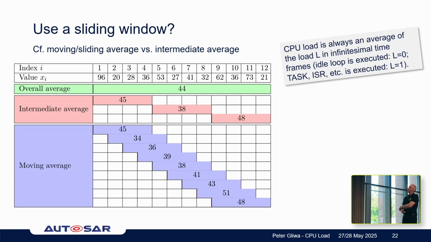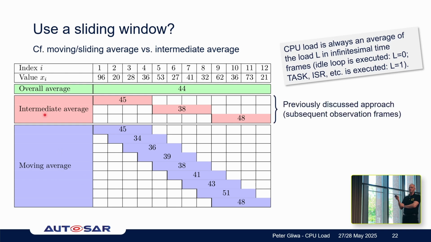So I picked the averaging figure from my book, where I outline here 12 values, some random values, and talk about different kinds of averages. There's the overall average, that's very straightforward. Then we have the intermediate average here. We build these groups, and at the end of one, we start with the next one. And then we have what I call the moving or sliding average. And this is the one we've been using previously with the observation frames.